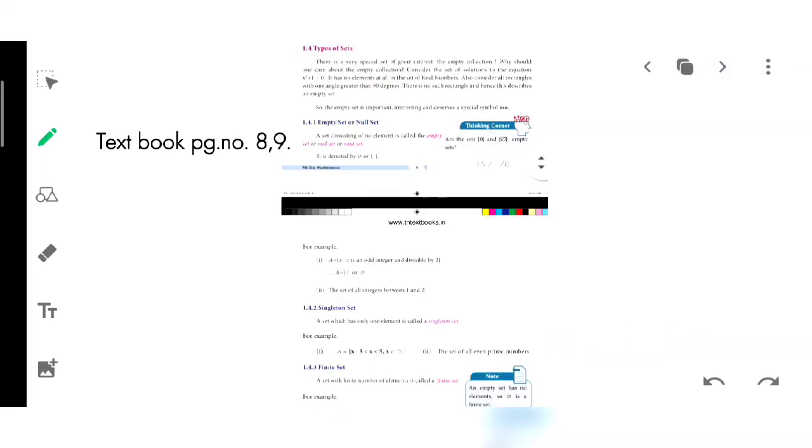Our topic today is types of sets. The textbook pages are 8 and 9. Please refer to your book while watching the video; it will help you understand the concepts clearly.